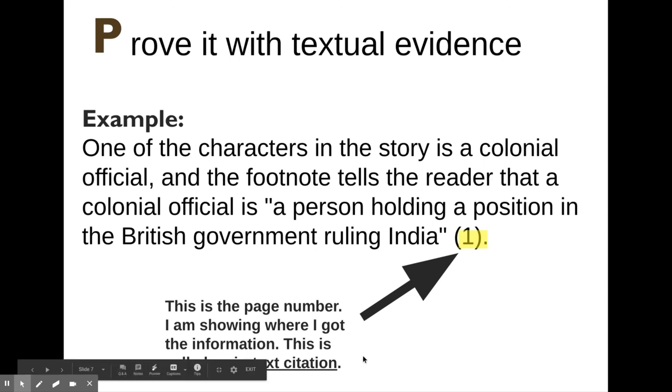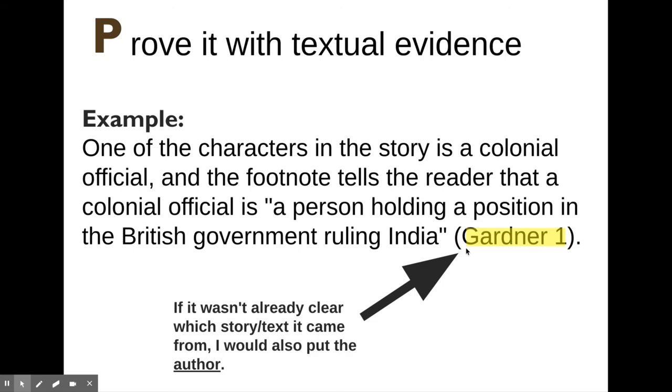That is called an in-text citation. It's showing where this came from. And I would do that whether I'm quoting it or whether it's in my own words. Okay. Now, if it's not already clear where it came from or which story it came from, then I would also put the author's last name. So I could have gone ahead and put Gardner 1, but since it's already clear, I already put the author's last name at the beginning of my paragraph, I can just leave it at 1.